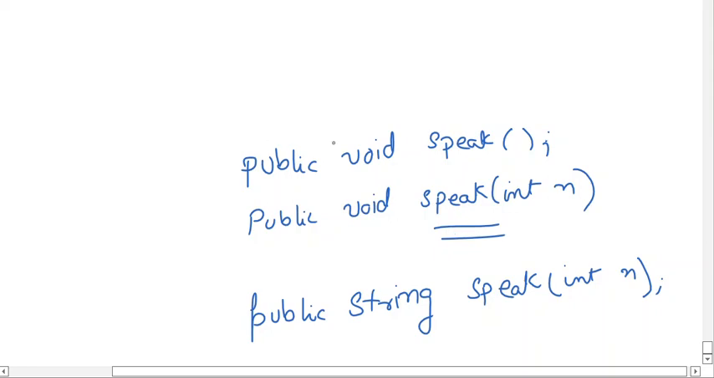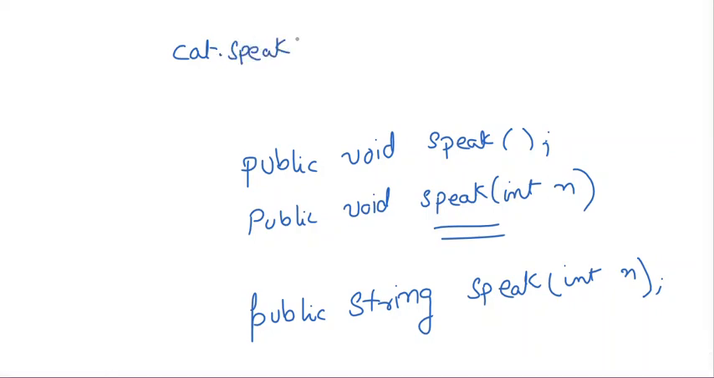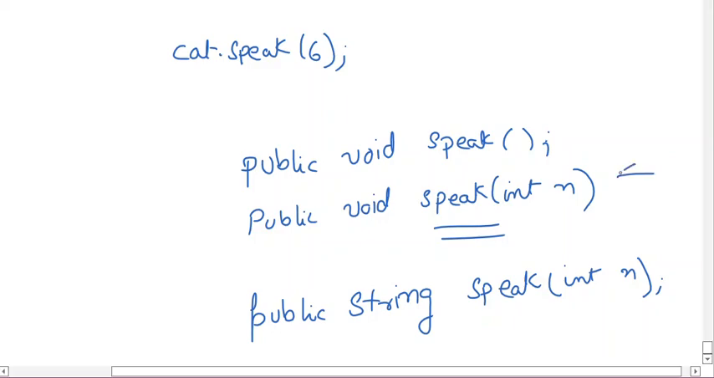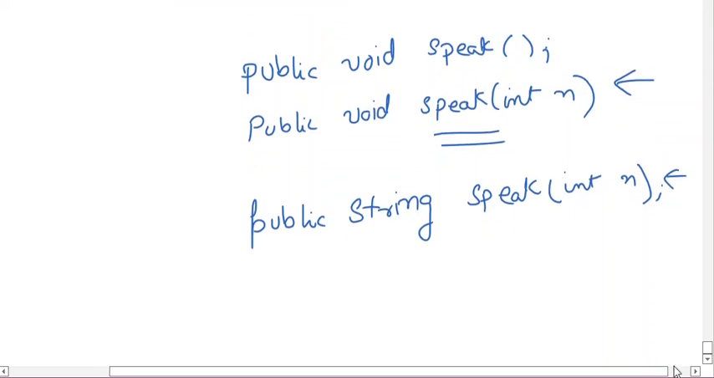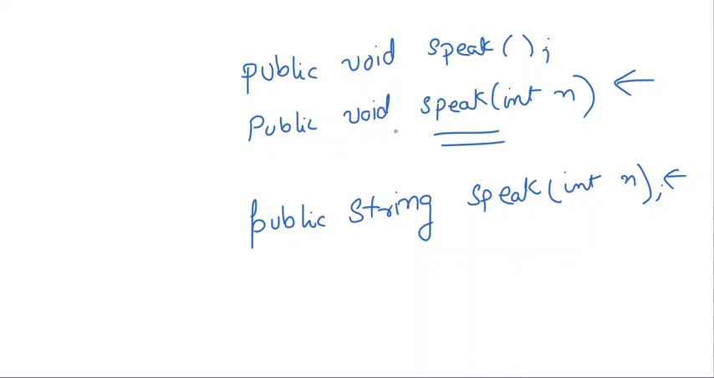Now if I make an object and call it small case cat and I say cat.speak(6), the compiler would be confused whether it should go to this one or whether it should go to that one. So you can have as many overloaded versions as you want, but make sure you don't change only the return type and keep the argument list the same.